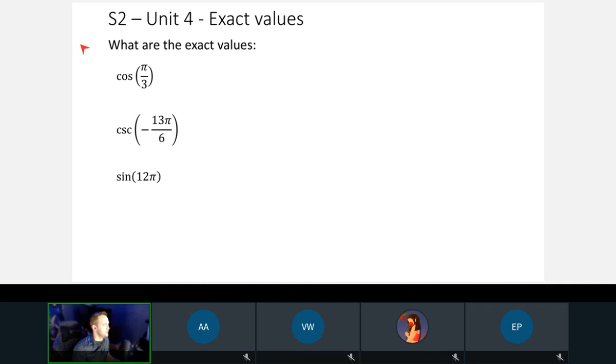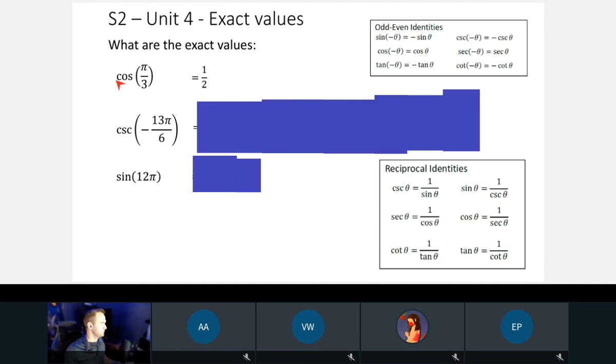All right, exact values. So really these, you can just type them in your calculator or use your unit circle. Cosine pi over 3. This one quickly. What do we get? 1/2? Yep, 1/2. I also put these on this sheet because I use them for the second one here.